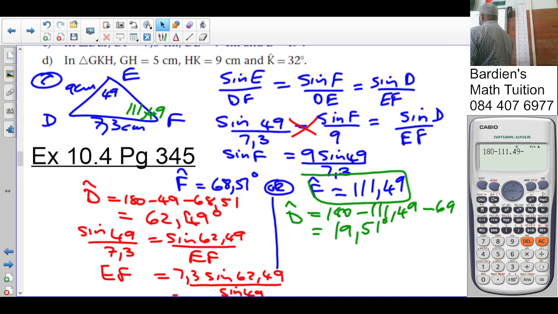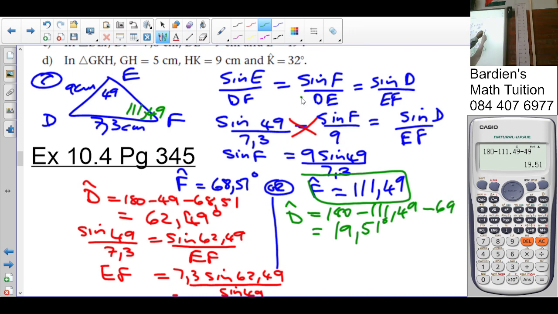Minus 49. 19,51 is correct. So there goes 19.